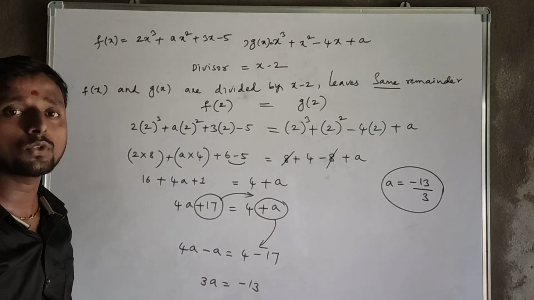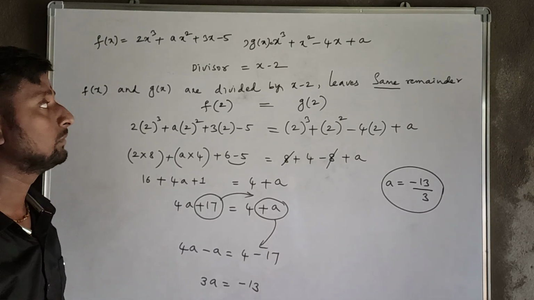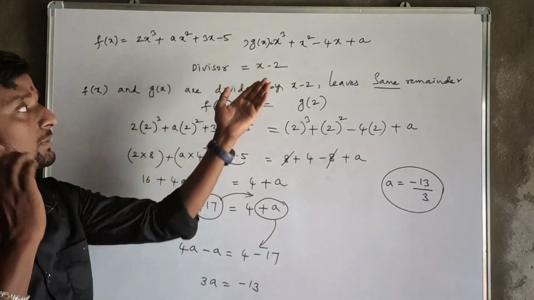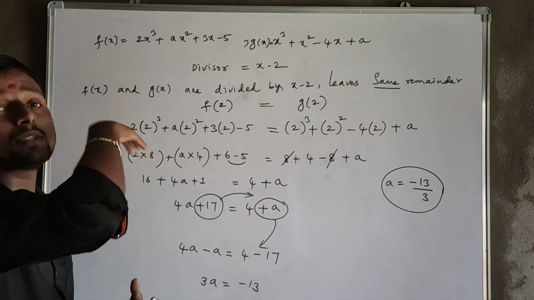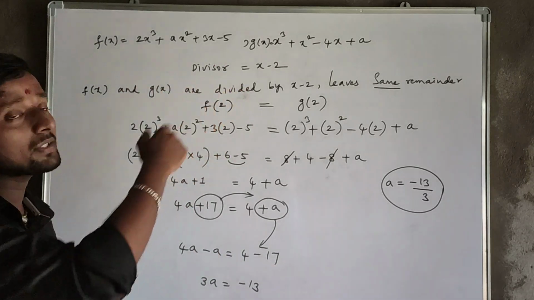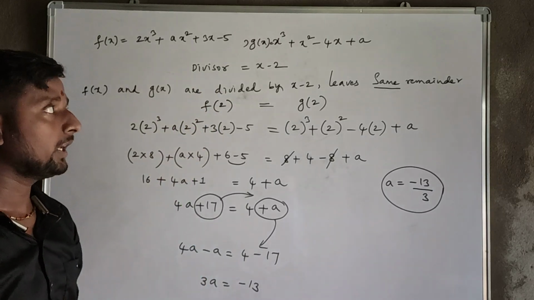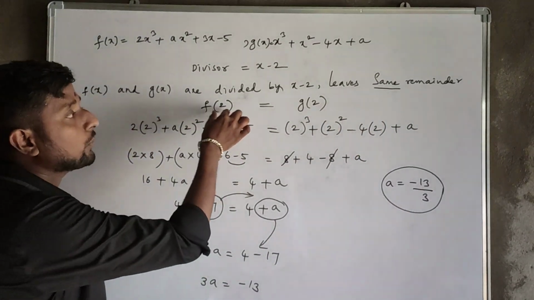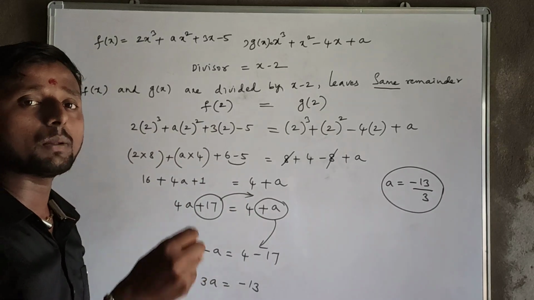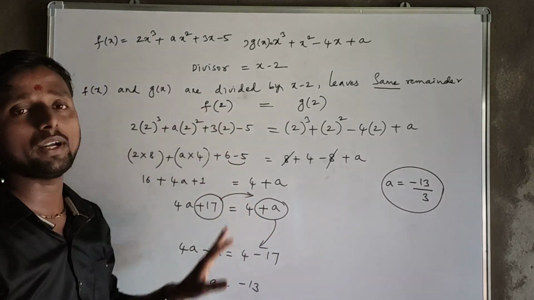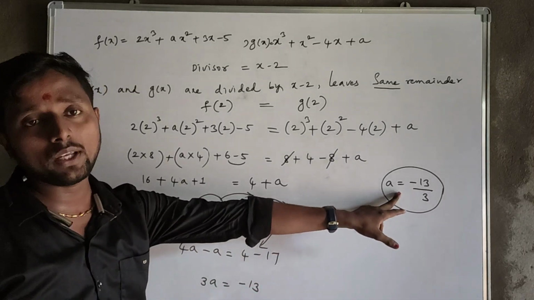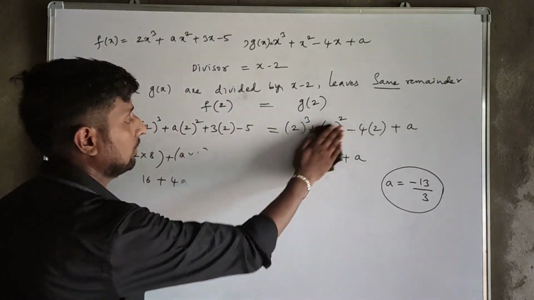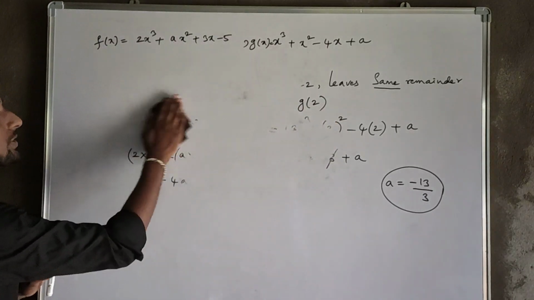This is a way of solving problems using the remainder theorem. Once again, he has given two polynomials, and a linear polynomial x minus 2 which divides both f of x and g of x and leaves the same remainder. So after getting f of 2 equal to g of 2, we substitute 2 in the place of x in both polynomials and simplify. By simplifying, we get the value of a. In some cases, I'll give you a hint for a homework problem, just to focus on it.